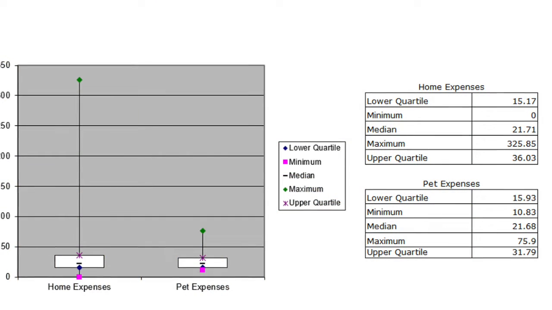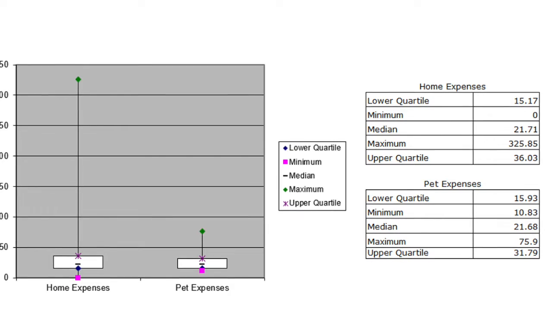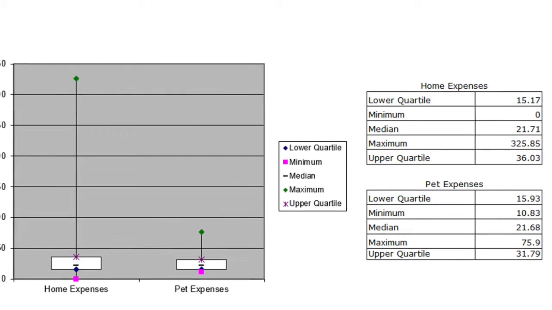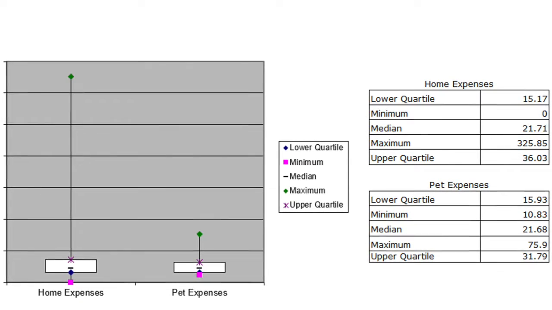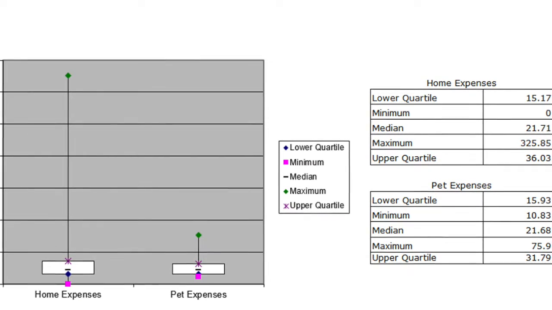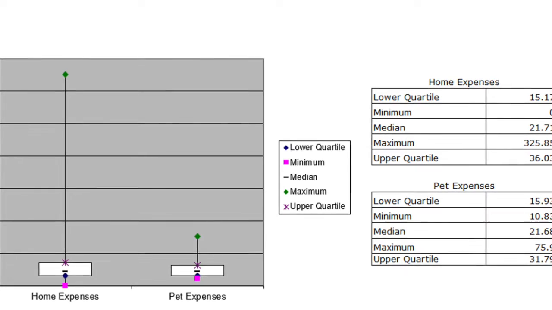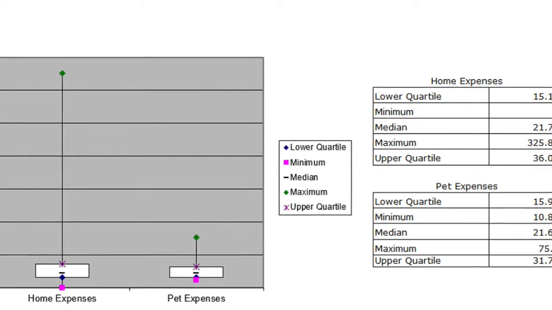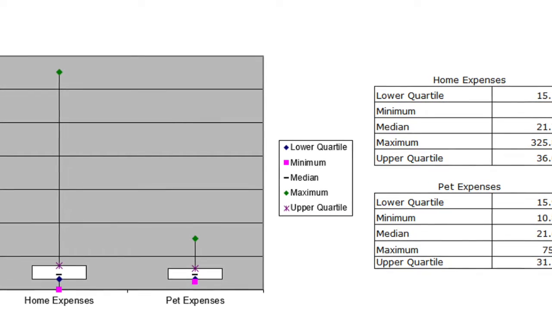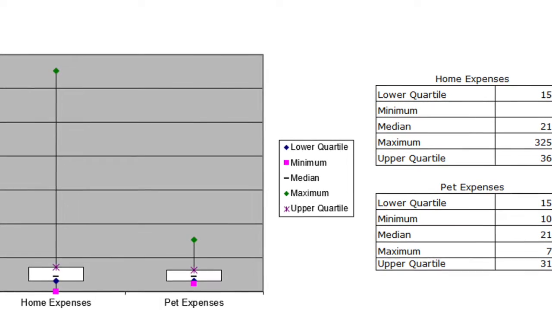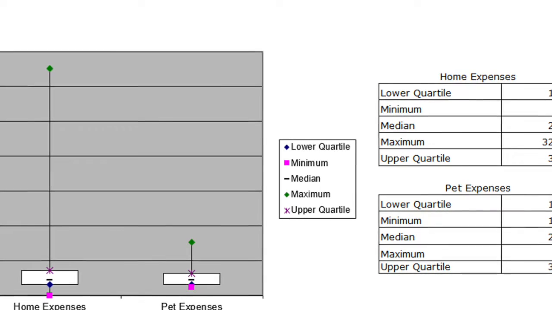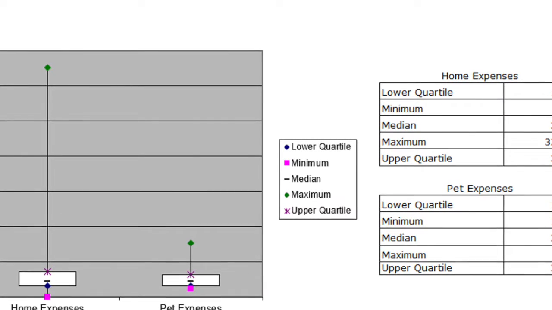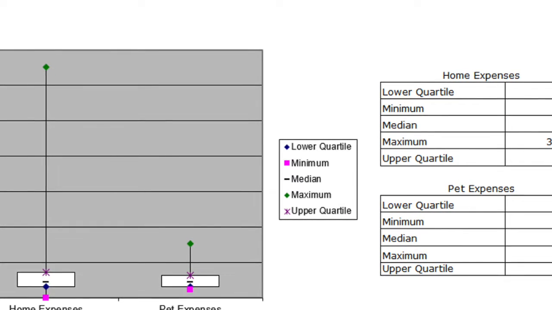I wanted to mine the data further to understand the minimum, maximum, lower and upper quartiles, as well as the median price for two categories in particular, home expenses and pet expenses, since these were the two categories I spent the most on. As we see for pet expenses, the maximum was $75.90 and the minimum purchase was $10.83. Also, we see that the median is $21.68 for my purchases.